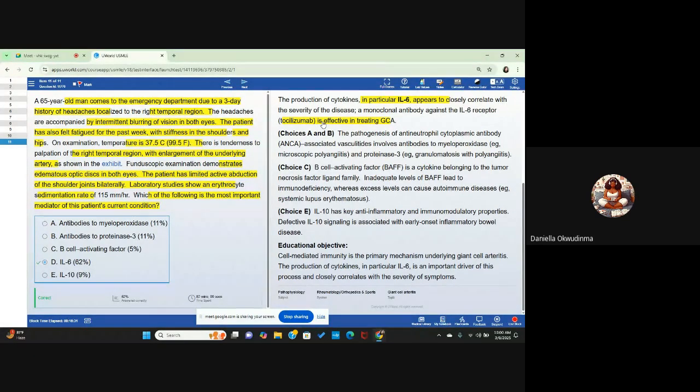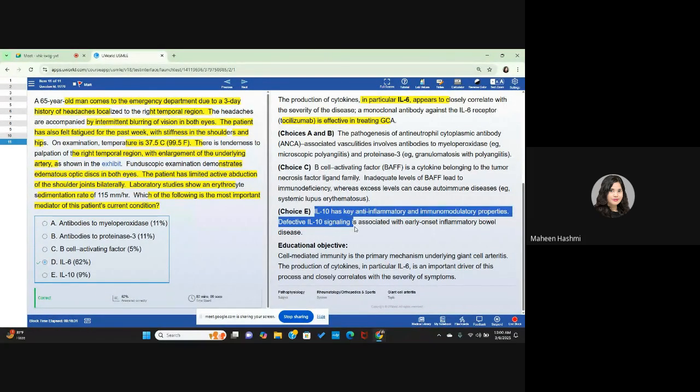All right, so tocilizumab is kind of important for you to remember. Along with steroids, you get that in giant cell temporal arthritis. We know that interleukin 10 is anti-inflammatory and it helps in immunomodulation. If you have defective IL-10 signaling, then it is associated with IBD. That's important for you to remember. So 6, 10, that's very important for you to remember.